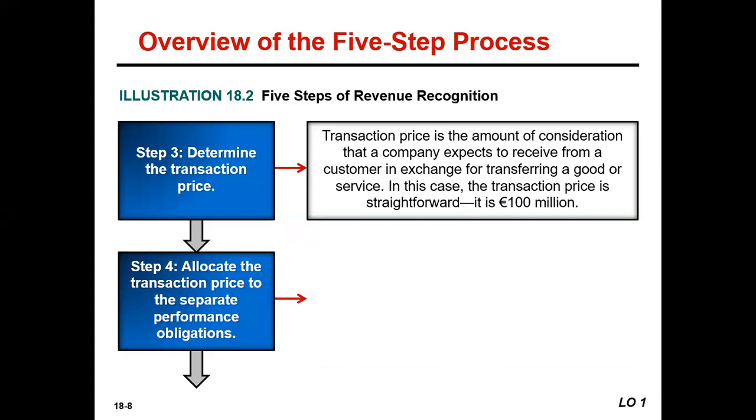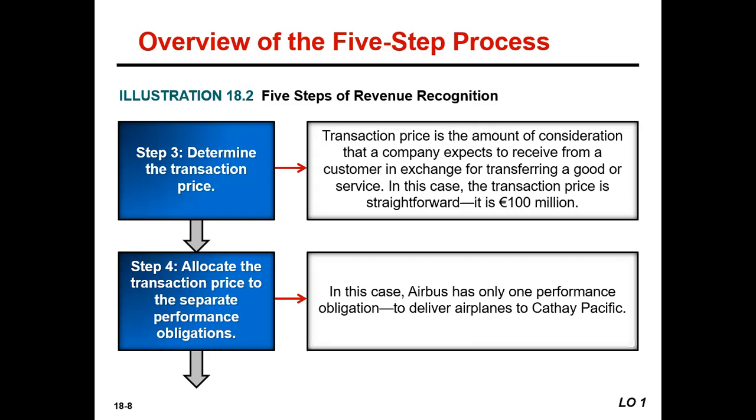Number 4, allocate the transaction price to the separate performance obligations. In this case, there's only one performance obligation to be undertaken by Airbus. That is simply the delivery of airplanes to Cathay Pacific. So there are other examples as we progress in our discussion.